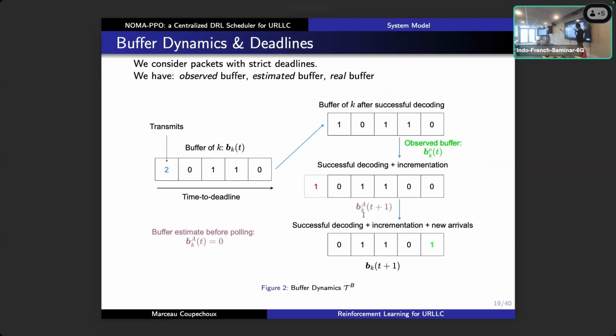Okay. So for the learning algorithm we distinguish the observed buffer. This buffer has been sent, it's a successful transmission, so this buffer information has been sent to the BS with the uplink packet. So the BS knows exactly the buffer status at that time. We have an estimated buffer, so the BS can estimate that at the next frame the buffer will look like this. And we have the real buffer, which includes also the new arrival, something that the BS is not aware of. Okay, so we distinguish these.